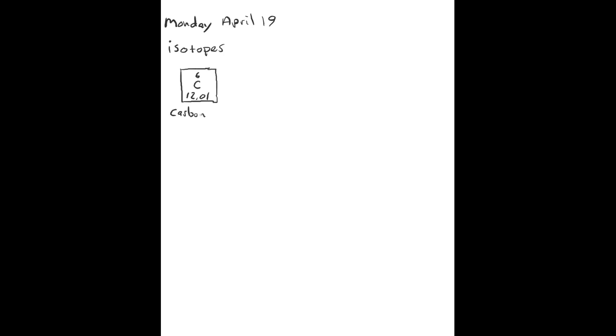Okay. What you'll see, so this is carbon, is that there are two numbers listed for each element. And the number at the top, it doesn't have to be drawn in the center. Sometimes people shift it off to the left, but it's usually above the symbol. This is the atomic number. We talked about that last week. The atomic number is the number of protons in one atom of this element.